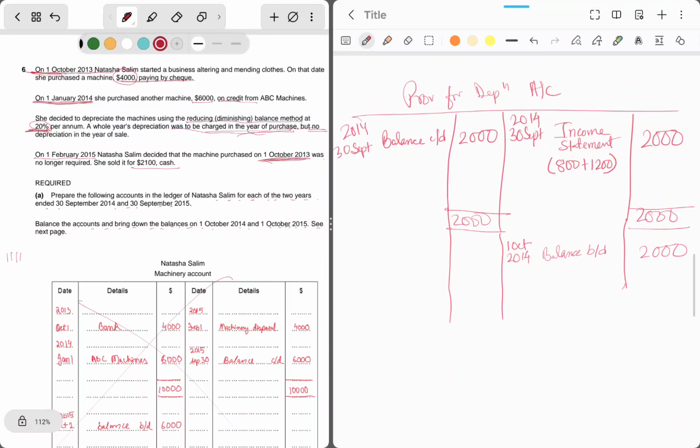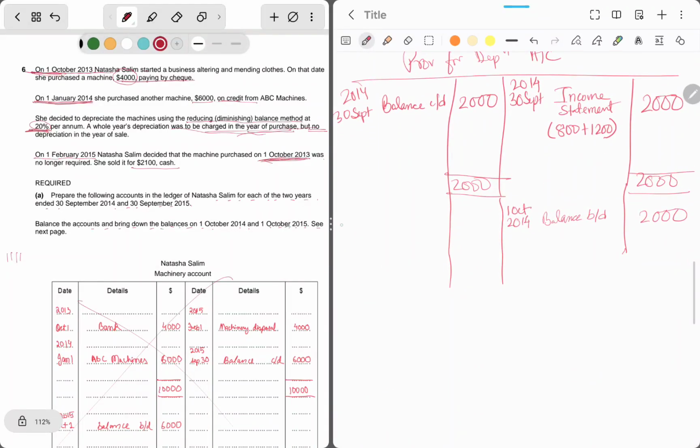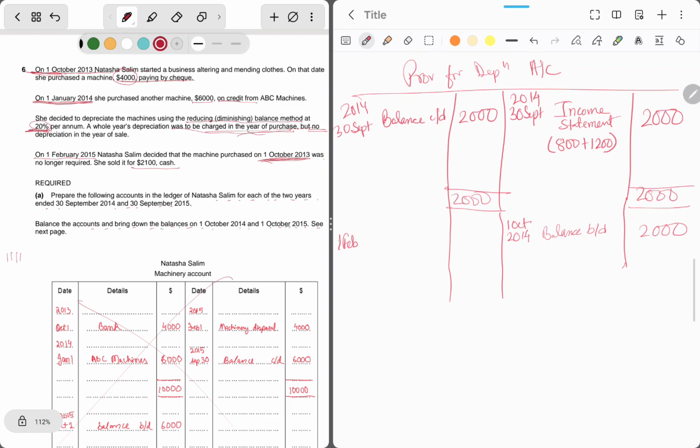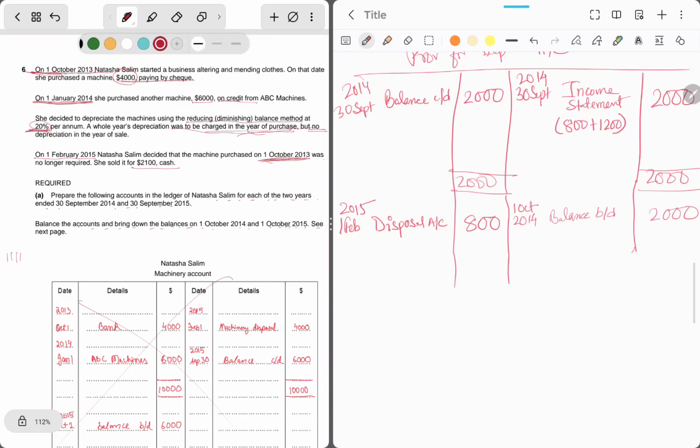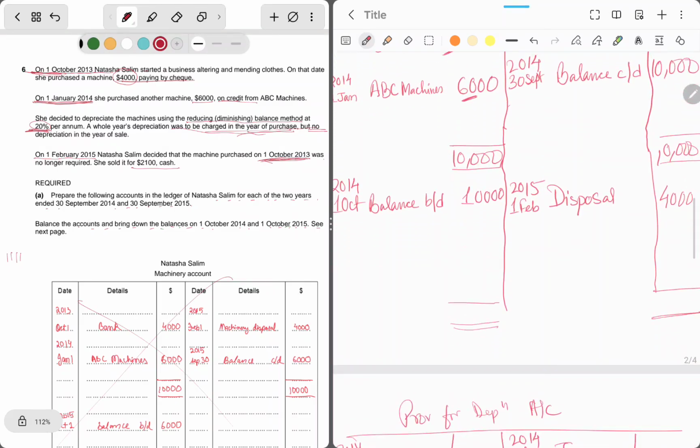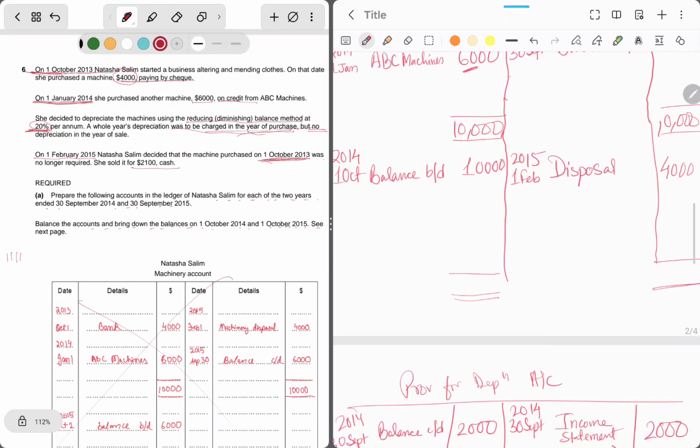At the same time, this is the provision for depreciation account. Here also, on 1 February 2015, it comes on the debit side, right? February will come before September. Here we write down disposal account. What is the amount that will go to the disposal account? Mind you, it's only $800, because $800 was the depreciation on the first machinery. Only this portion will be transferred to the disposal account. So on this side disposal account is $800, and on the other side, the $4,000 that has been transferred.